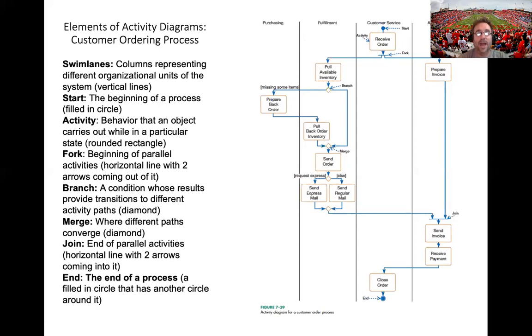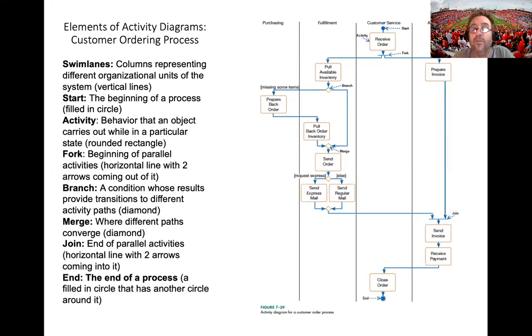All right, so we have many symbols in our activity diagrams. First of all, we see we have 4 swim lanes: purchasing, fulfillment, customer service, and accounting. A swim lane is a column representing different organizational units of the system, these vertical lines. We have our start there at the very top underneath customer service, the beginning of a process, a filled in circle. We have an activity, this rectangle, behavior that an object carries out while in a particular state. So we have receive order.